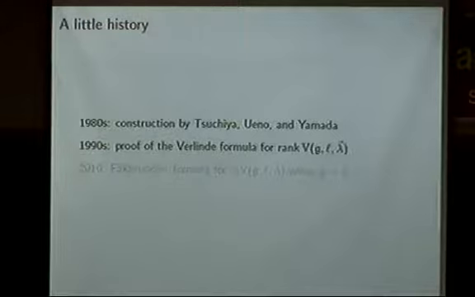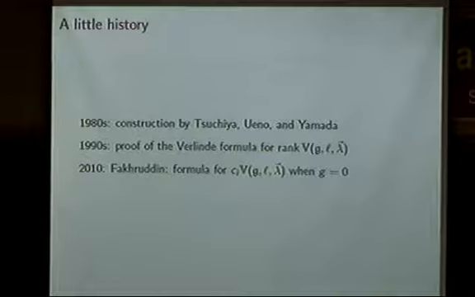The new ingredient of this, which is so exciting to us, is that recently, just last year, Factorization, who's at the Tata Institute in India, found formulas for the Chern classes of these vector bundles when the genus is 0. Okay, and so we're able to compute examples of these bundles for the first time.